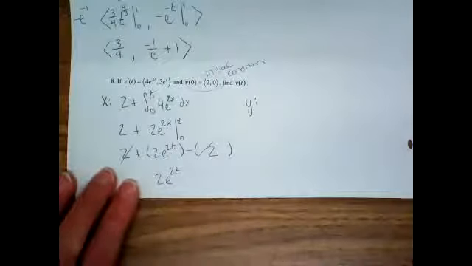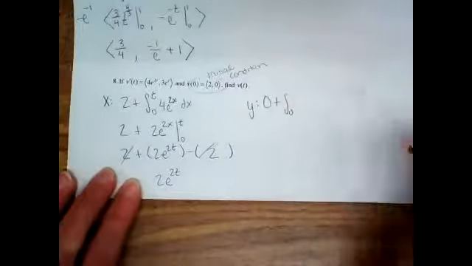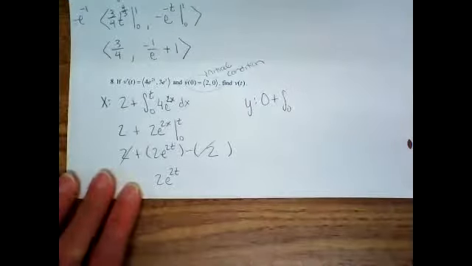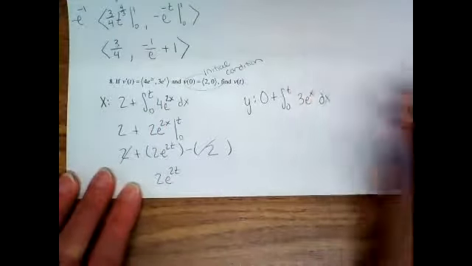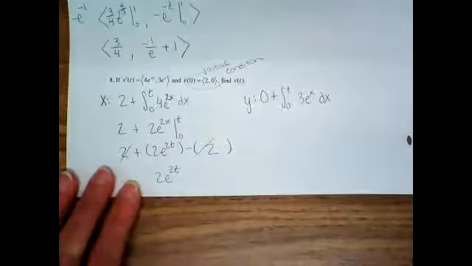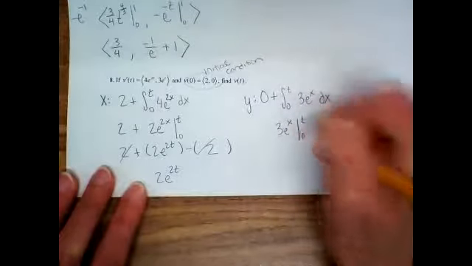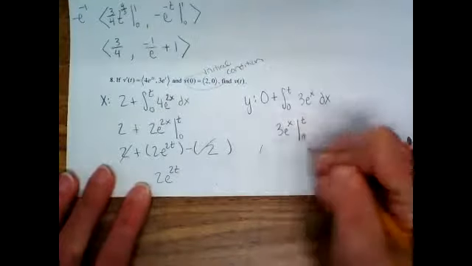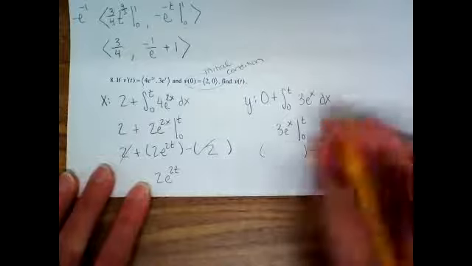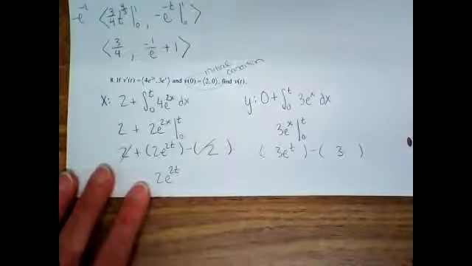Where did y start? 0 plus, and your accumulation again started at 0, but just be careful, it's not always 0. Say 0 to t, 3e to the x, dx. So that antiderivative would just be 3e to the x from 0 to t. And so upper boundary minus lower boundary would be 3e to the t minus 3. And there's nothing you can do with that, so that would be it.